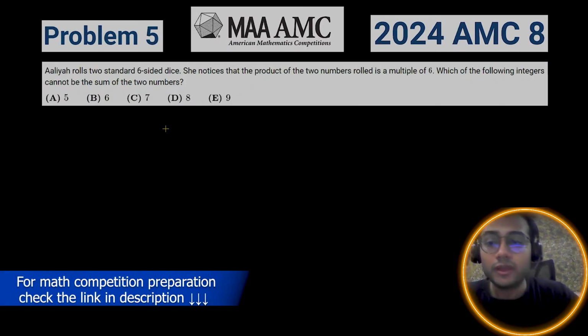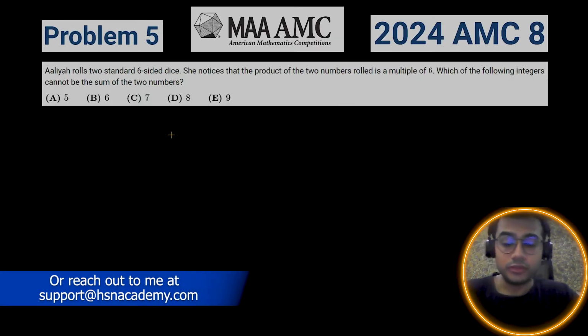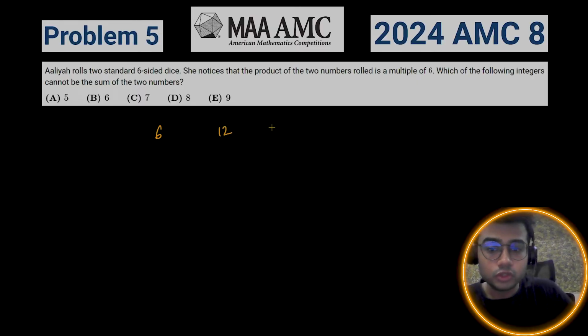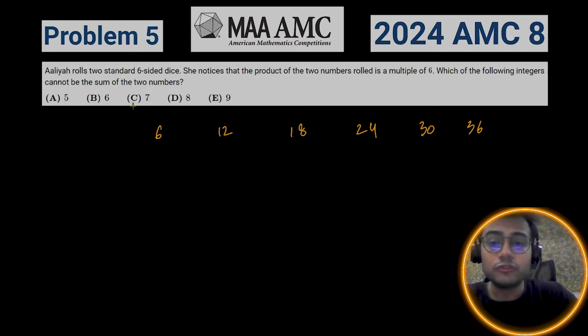So in this problem, Elia rolls 2 standard dice. A standard die has all 6 numbers, 1, 2, 3, 4, 5, 6, with equal probability. And she notices that the product of the 2 numbers rolled is a multiple of 6. So what are the possibilities that we have? We have 6, 12, 18, 24, 30, and 36. And now she wants to know which of the following numbers in the answer choices cannot be the sum of those 2 numbers. Now, I think the easiest way to solve this problem would be by elimination.